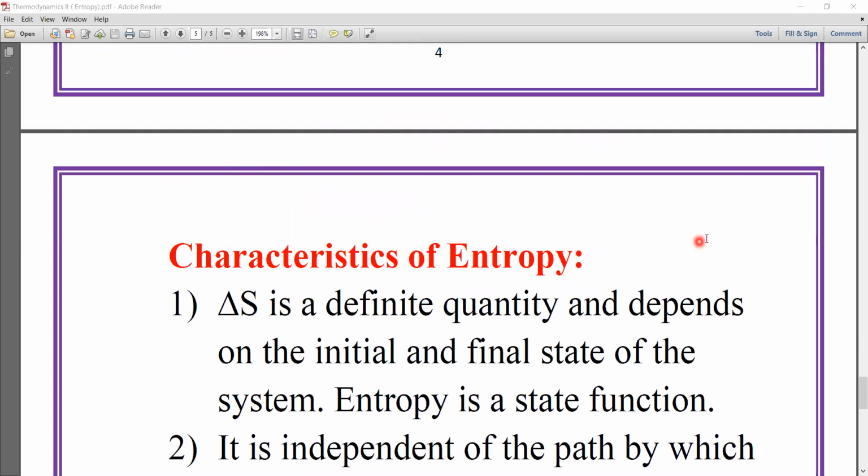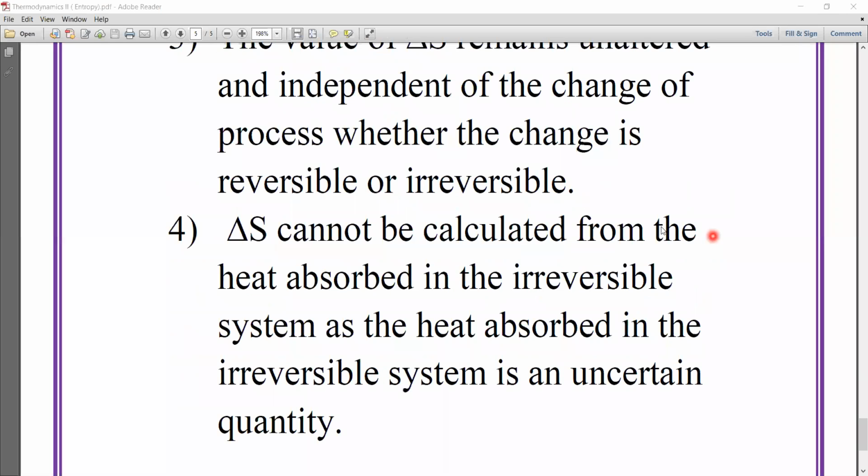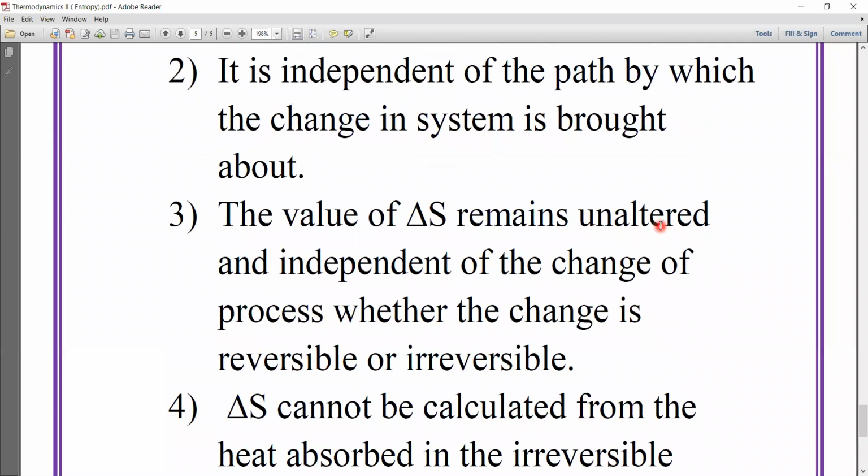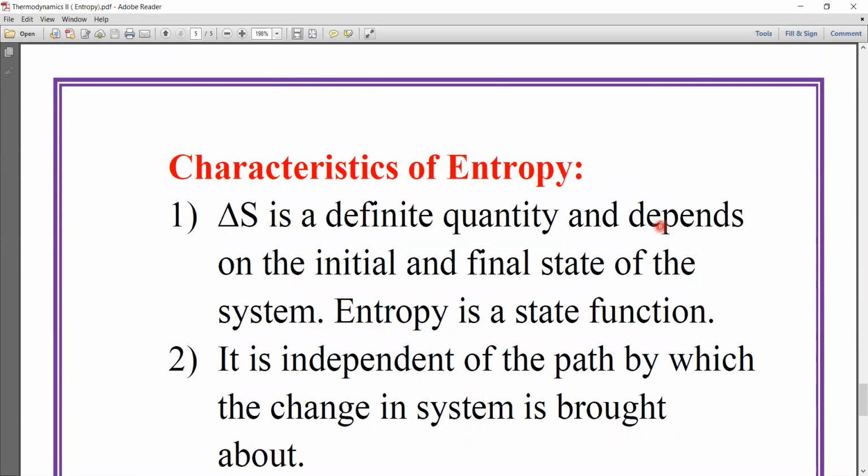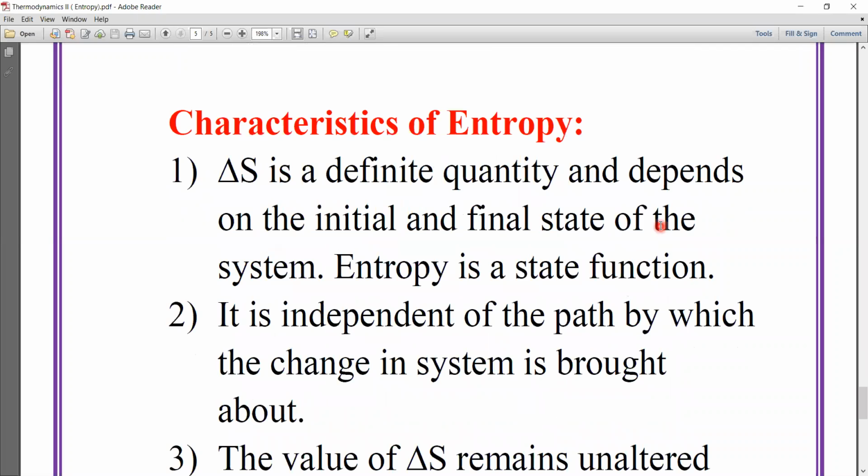Now next is the characteristic of entropy. What are the properties of entropy? First, delta S, that is entropy change, is a definite quantity, and depends on the initial and final state of the system. That is, delta S is a definite quantity and depends on the initial and final state of the system.